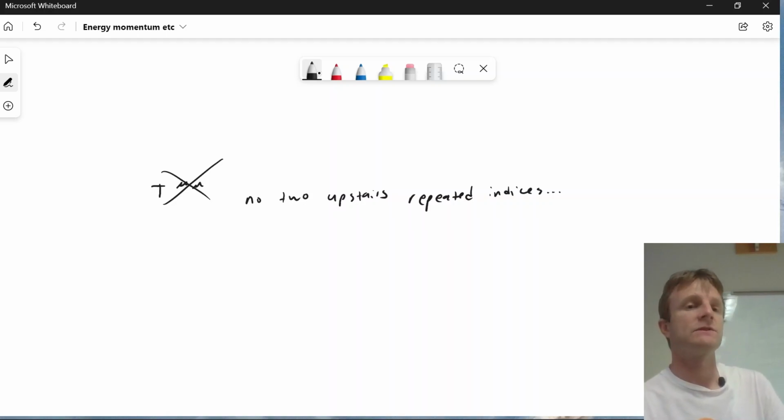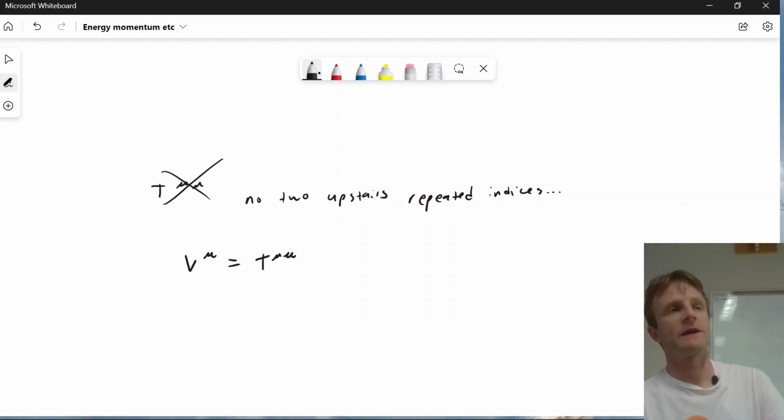Like, why couldn't we just say my vector v mu is going to be t mu mu? Like, what's wrong with taking a tensor we had, t mu nu, and just looking at the upstairs mu mu component and calling that v mu? And the answer is you can do that in one Lorentz frame. But this equation will then not hold in other Lorentz frames.